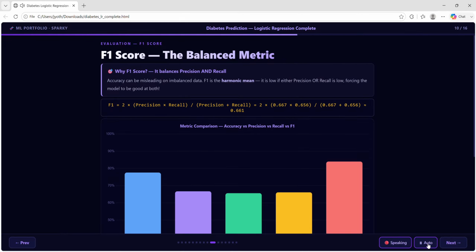The F1 score is the harmonic mean of precision and recall. It balances both into a single number. The formula is 2 times precision times recall divided by precision plus recall. Our F1 score is about 66.1%. The F1 score is especially useful for imbalanced datasets like ours. A perfect F1 score is 1.0. The closer to 1, the better. The harmonic mean punishes extreme imbalances. If either precision or recall is very low, F1 will be low even if the other is high.